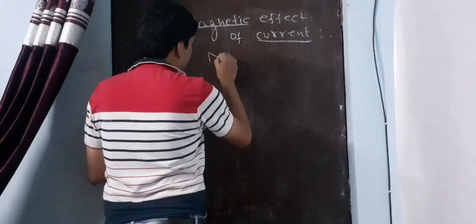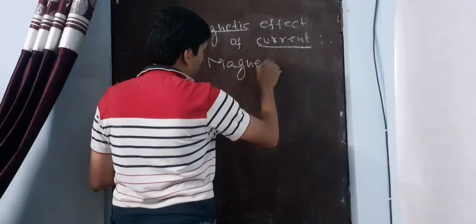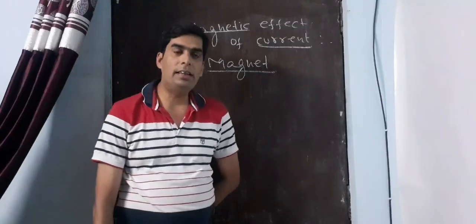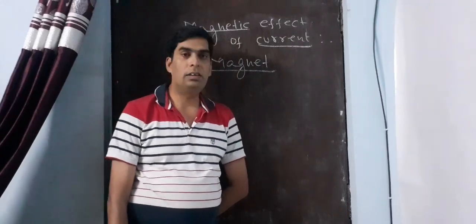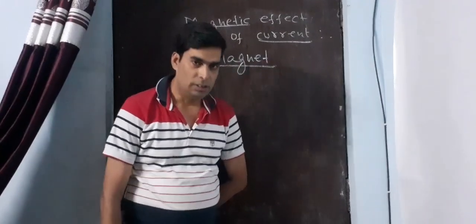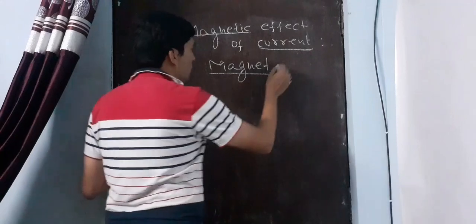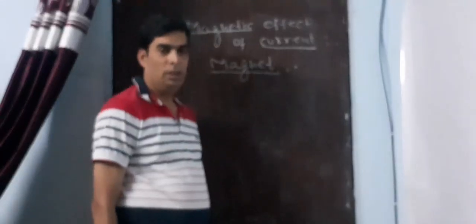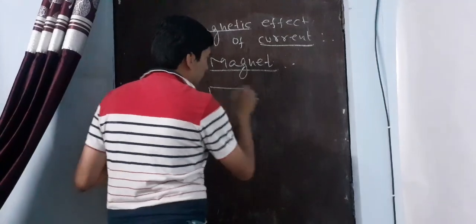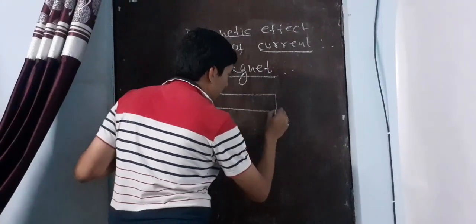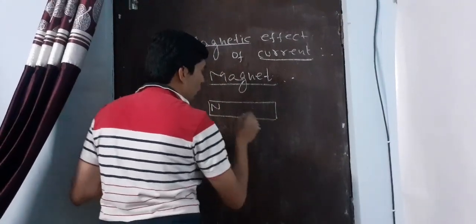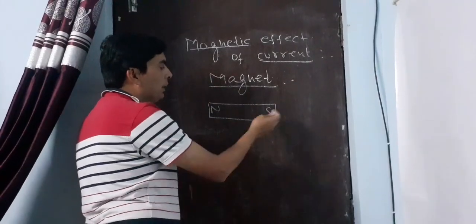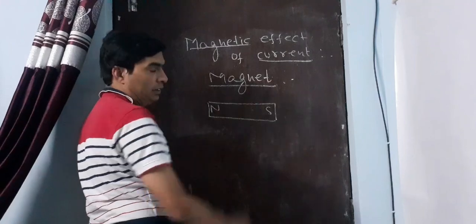Magnet. What is a magnet? Certain elements which attract iron and its ore are known as magnets. That means the magnet shows attraction towards magnetic material. If we draw a magnet, north and south, and bring any magnetic material near to it, it will show attraction.